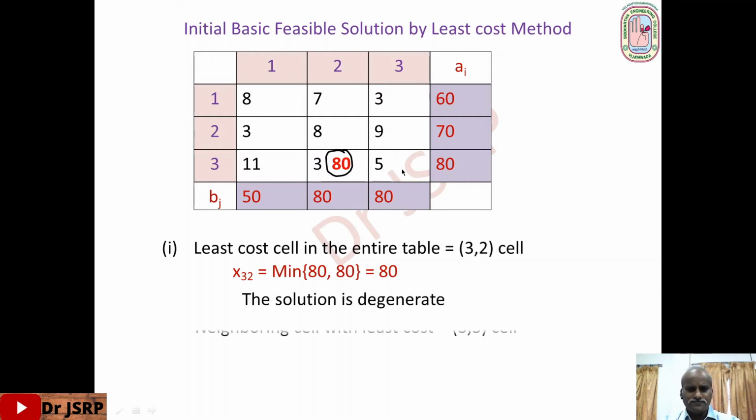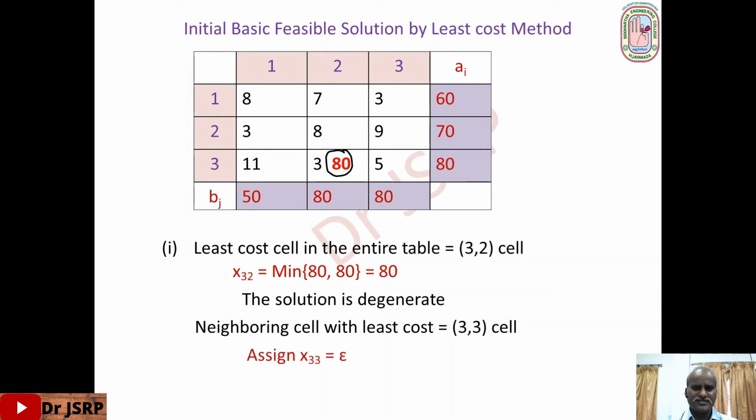So neighboring cell with least cost equal to 3 cell. This is the least cost. So these three are neighboring cells. This is the least cost cell. So x33 equal epsilon. Assign x33 equal epsilon, which is a small quantity epsilon, and circle it. Then we cross off the row as well as column.